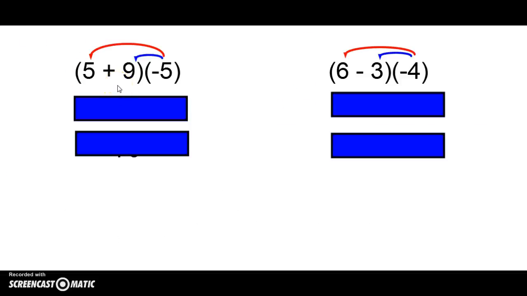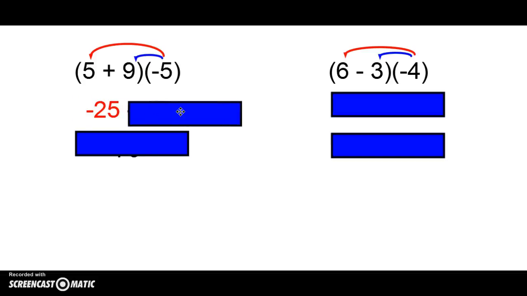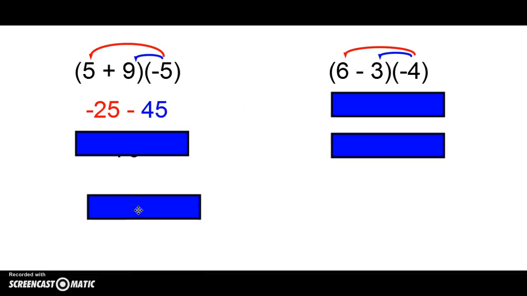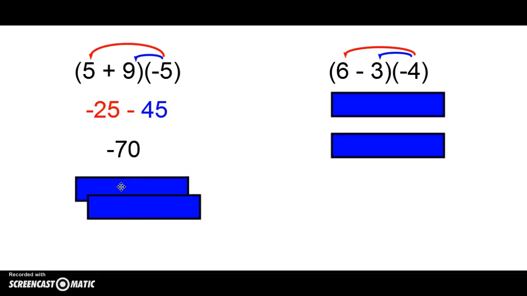All right, so same exact method, even if they put the single digit out on the right-hand side. So negative 5 times 5, negative 25. Negative 5 times 9, negative 45. And then you would say same sign, add and keep the sign. So you'd have negative 70.